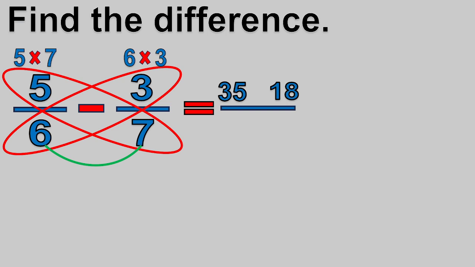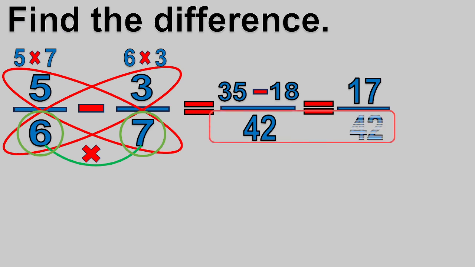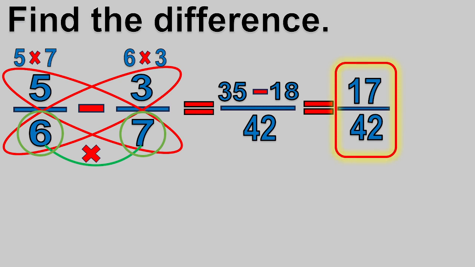Now, multiply the two denominators. We have here 6 times 7. 6 times 7 equals 42. Now, subtract the product of the diagonal pairs of numerators and denominators. We have here 35 minus 18. 35 minus 18 equals 17. Then copy the denominator 42. So our final answer is 17/42.